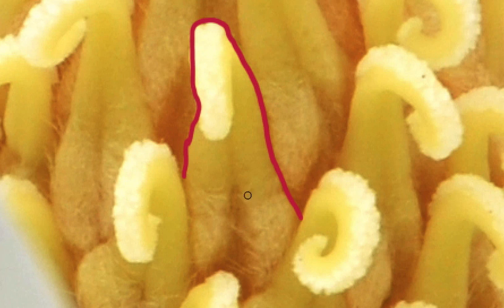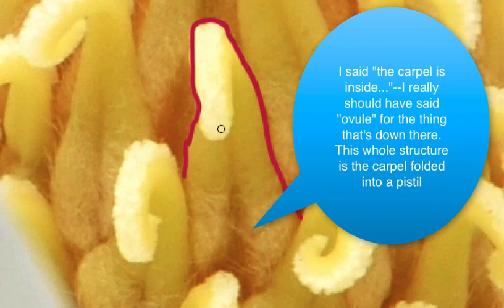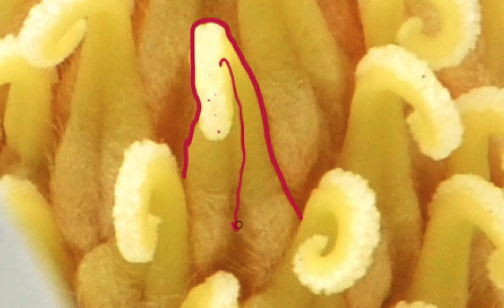Right? That is an enclosed ovule. The carpel is inside of that. This is a stigma. This is where the pollen grains are going to land. The pollen tubes are going to grow through that and fertilize the ovule that's down there. Right? Now, in other kinds of plants, let's zoom out again.